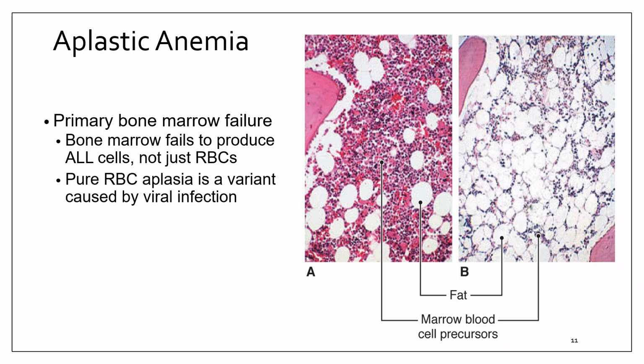Image B is aplastic marrow. So you have a dramatic increase in fat spaces, very few hematopoietic cells, and you have hypocellular marrow. This marrow is described as empty, not fibrotic, not infiltrated, just absent. Aplastic anemia marrow is hypocellular, fatty, lacking precursors. So no malignant infiltration, no fibrosis replacing the cells. The cells simply aren't there.